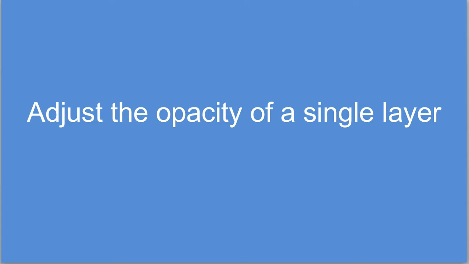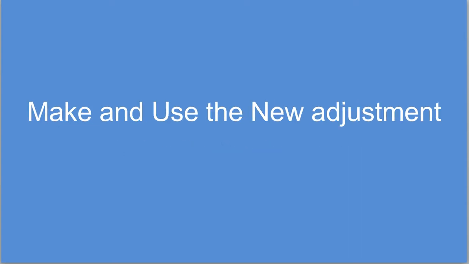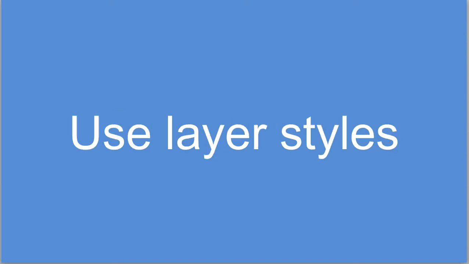You can adjust the opacity of a single layer. Make and use the new adjustment. Apply curves in your layer. You can also adjust the transparency, blend layers, link layers, or use layer style, merge and flatten the image.